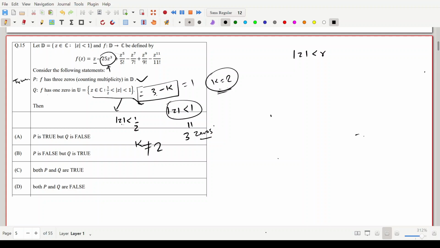But as per this option Q, what does it say? f has 1 zero. If it has 1 zero, that means this 3 minus k should be 1. How did we find this 3 minus k? We found mod z less than 1, which contains everything from 0 to 1, and then we found mod z less than half, which I am calling k. So the answer should be 3 minus k. But to have this as 1, our k should be 2, which is not possible because there is no degree 2 term, so this is false. So P is true, and option A is the correct one. Okay, thank you so much.